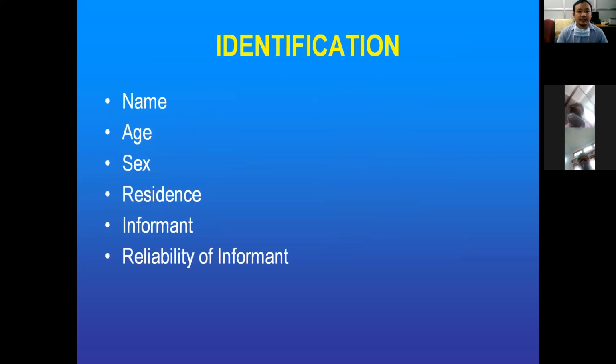First is identification. We should record the name, which is mandatory for identification. Also, when we address the child or the patient by name, it gives security and confidence. Number two is the age of the patient, which should also be recorded. It gives a clue to diagnosis because certain diseases are prevalent in certain age groups. For example, acute lymphoblastic leukemia is more common in children less than 10 years, acute rheumatic fever in the age group of 5 to 15 years, and nephrotic syndrome at 2 to 10 years.